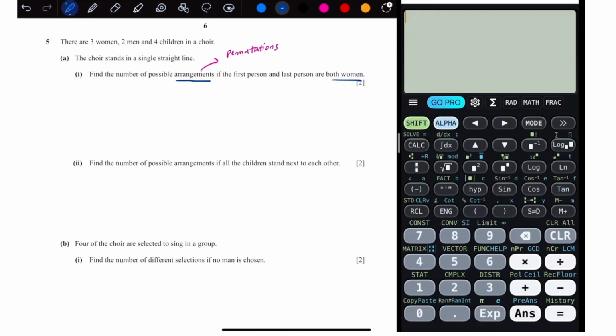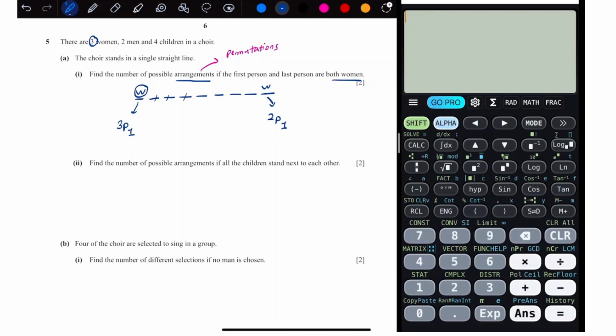Now, what do you need to do first? Just basically draw out the possible arrangements, in a straight line. So both ends will be woman and woman. Note that there are only 3 women here. So out of 3 women, you only have to choose one. And for the second one, once the first woman is already there, you only have 1 to choose from, so that's why it's 2P1, right?